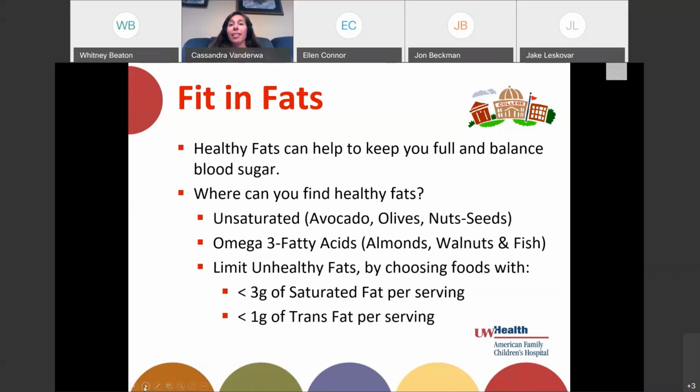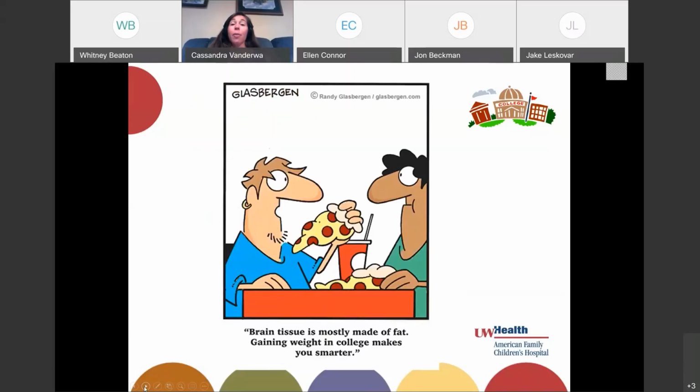Now you may be thinking these are not readily available on college campuses, but if we prepare ahead of time, if we think, ooh, I want these to be a part of my food environment, then they can be. You have that power, you have that control. So we know that brain tissue is made of mostly fat, and gaining weight does not necessarily make you smarter. Just want to fact check here for you all.